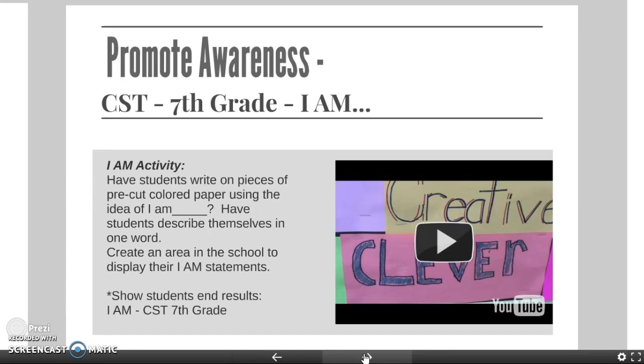How would you define yourself in one word? And so we gave these students, and they had to think about it. And so they described themselves in one word. They wrote it down. Some decorated, some did different things. So they created these I am statements.